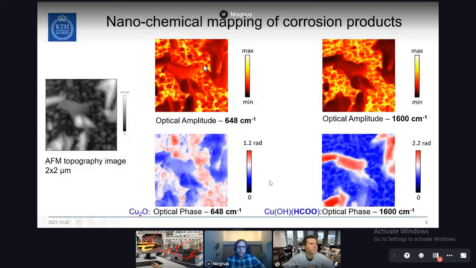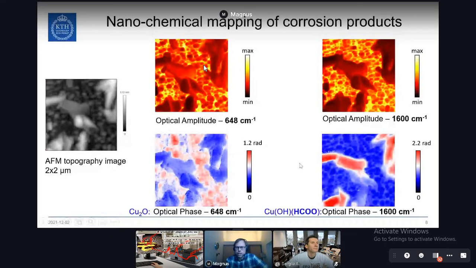And if you start to look at the cuprite, the Cu2O, the optical phase at 648 wave numbers, you can see that the maximum phase, the red areas, are found if you also look at the AFM topography images where we don't have the large particles. So it's more the small particles and where we have the black areas.